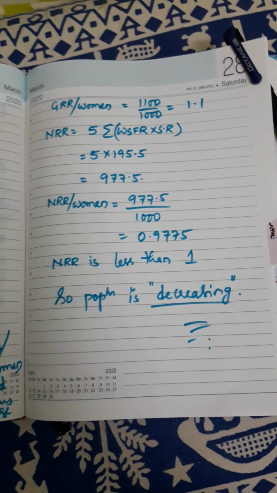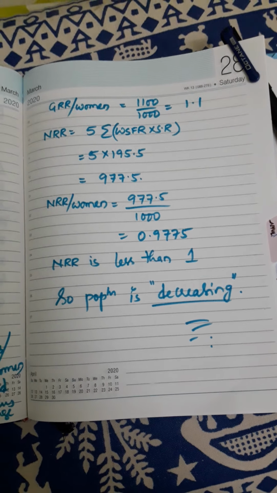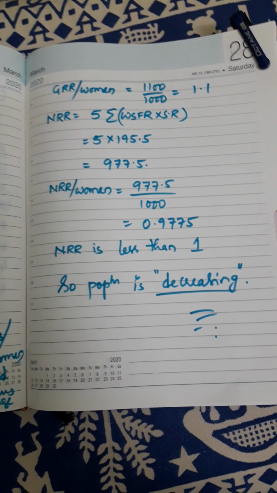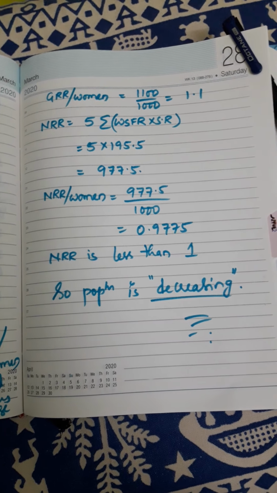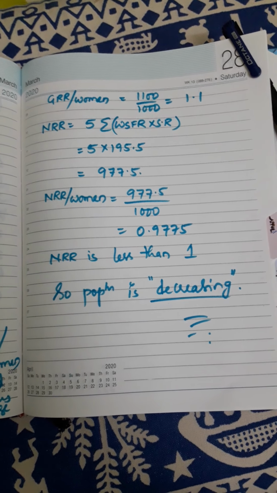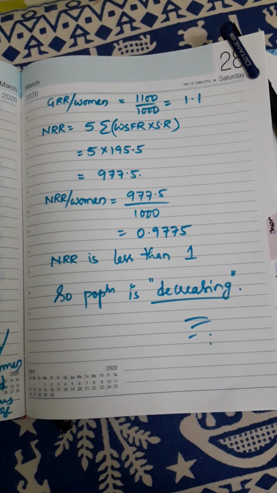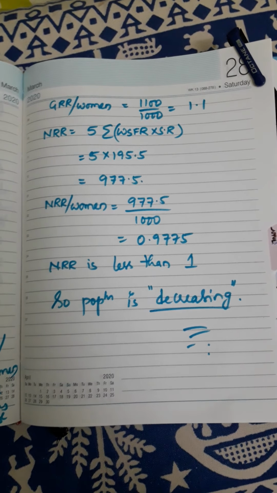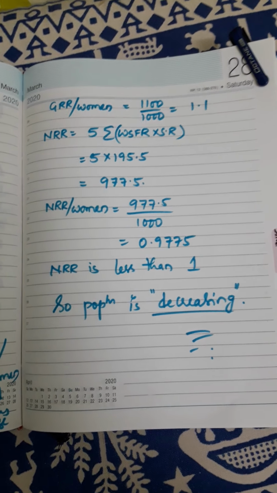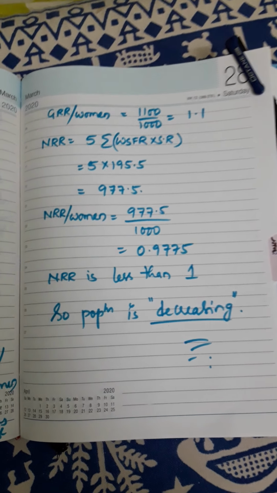Every time I am saying, because NRR considers mortality of women in their childbearing age, GRR does not consider it, it totally ignores it. So NRR per woman is 977.5 by 1000, that is 0.9775.